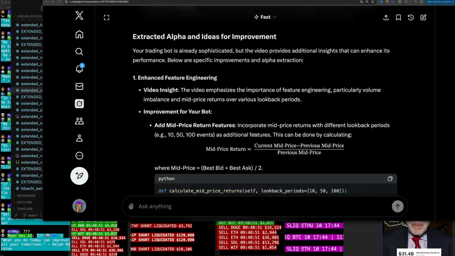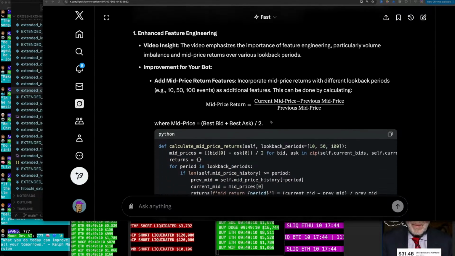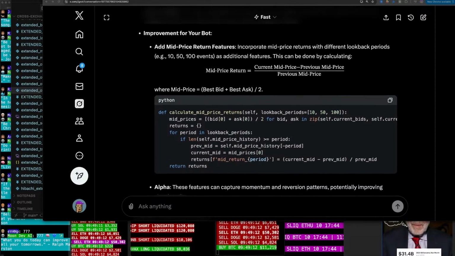Improvements of your bot. Add mid-price return features. Incorporate mid-price returns with different look-back periods like 10, 50, and 100 events as additional features. This can be done by calculating the mid-price. Okay, that's what we went back to. Current mid-price minus previous mid-price divided by previous mid-price, where mid-price equals best bid plus best ask divided by 2.